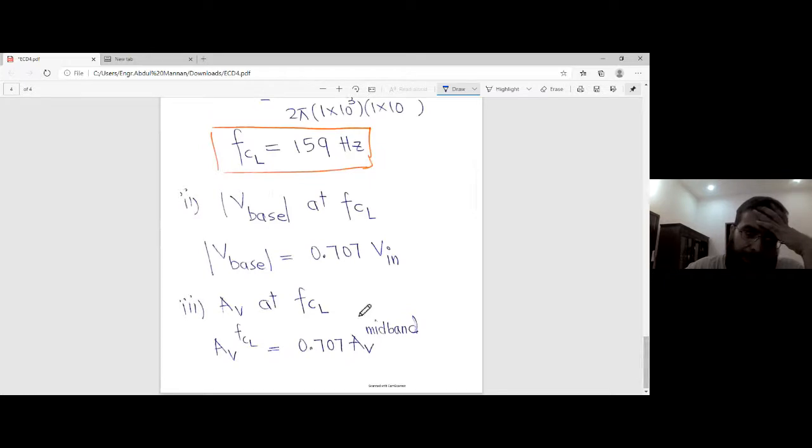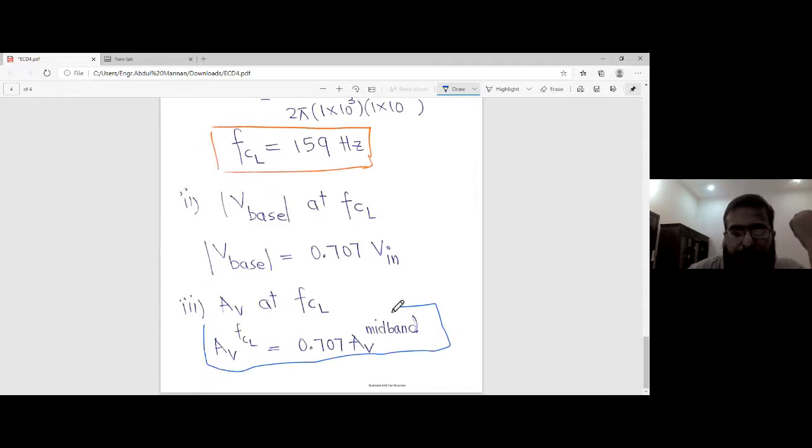Right. The second thing we have to compute is the magnitude of V base at FCL. Of course, it is 0.707 times V in. We don't have to compute anything. We know that it's 0.707 times V in. And what is AV at FCL? This is very simple. At FCL, the voltage gain AV is 70.7% or 0.707 times of the voltage gain that we had during midband, or that we have during midband.